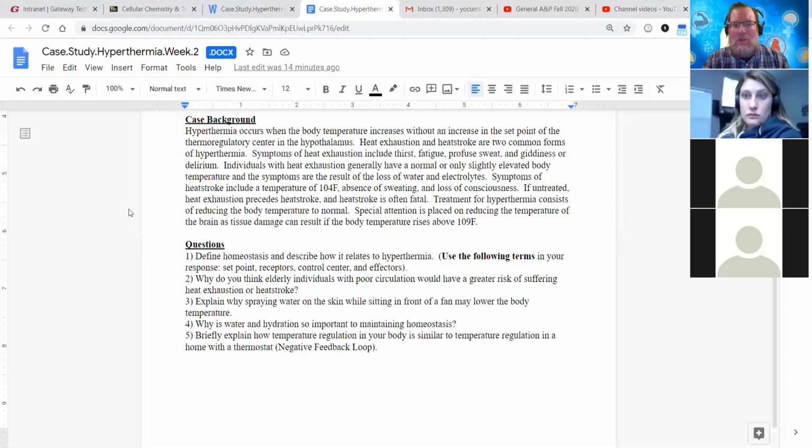So, number two then kind of segues into why are elderly, who have generally poorer circulation, right? Why are they more susceptible to heat exhaustion or heat stroke? Well, one thing is hydration, right? If my main source of releasing heat is through sweat, I'm losing a lot of water, right? That assumes then that I have the water to lose. Well, elderly are naturally more dehydrated anyway, right? Elderly people are just more dehydrated.